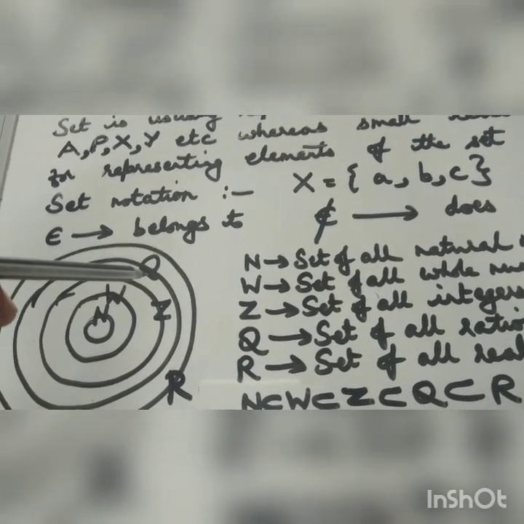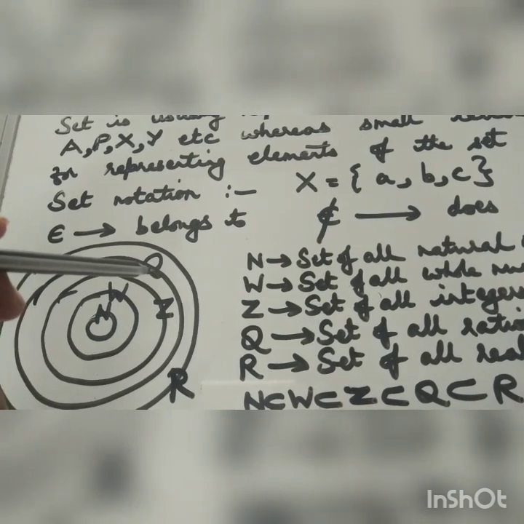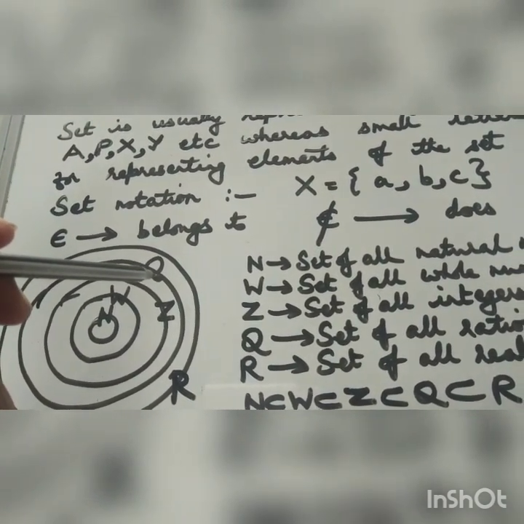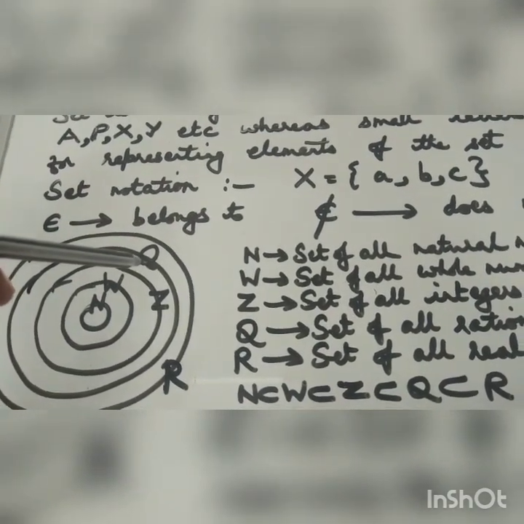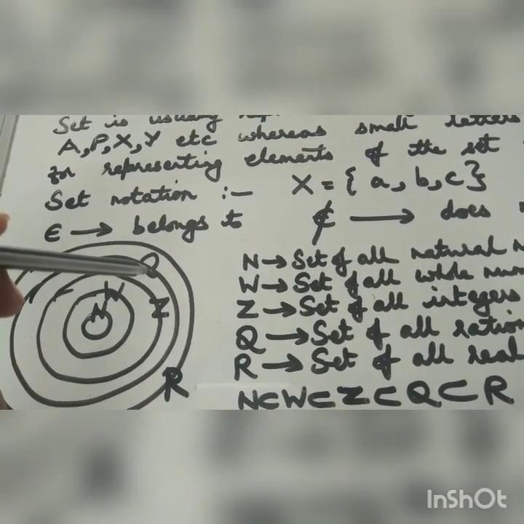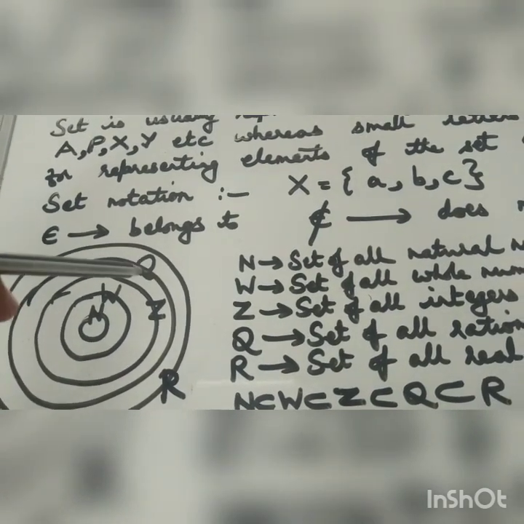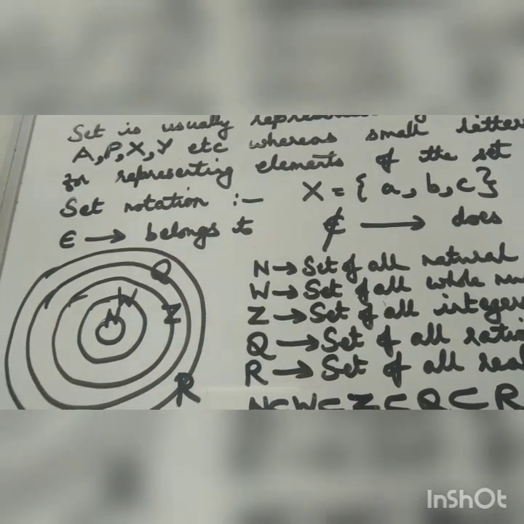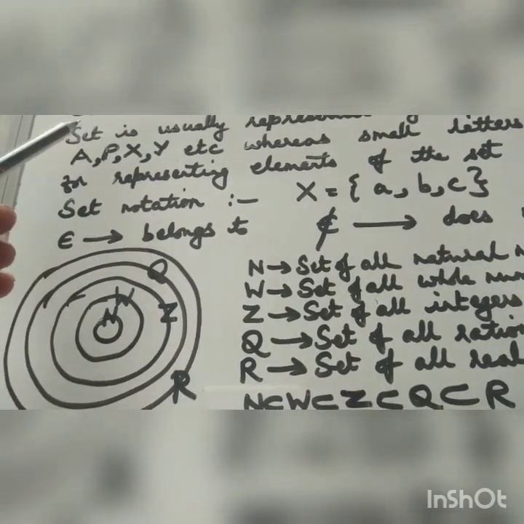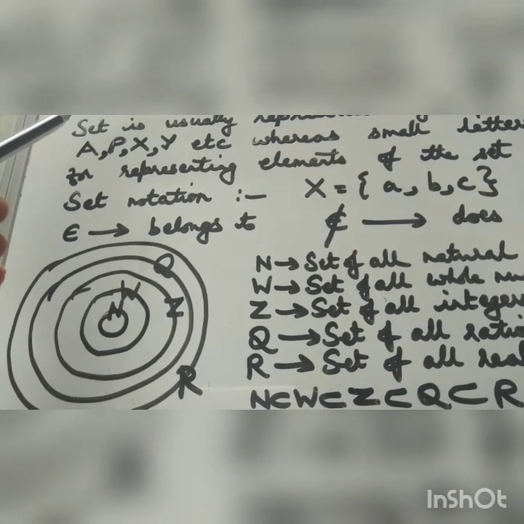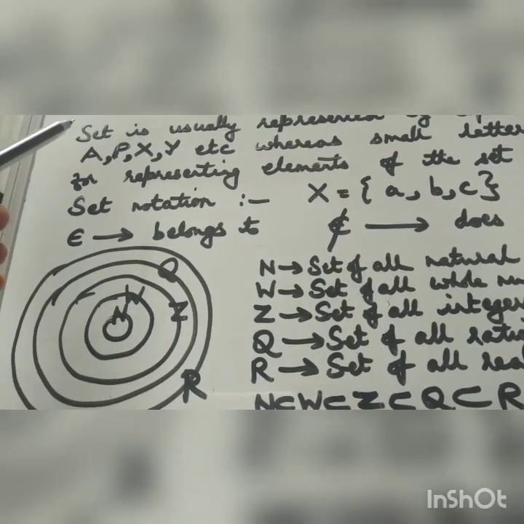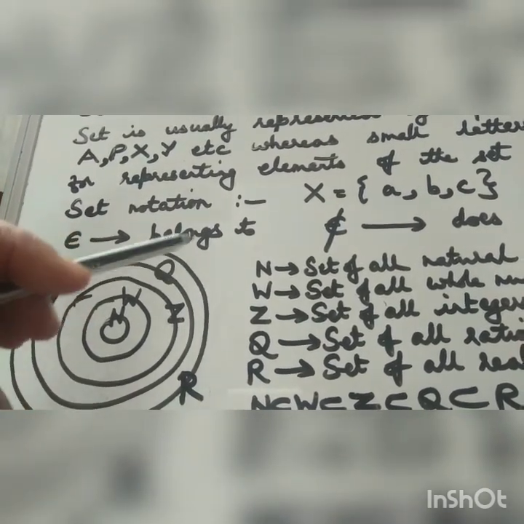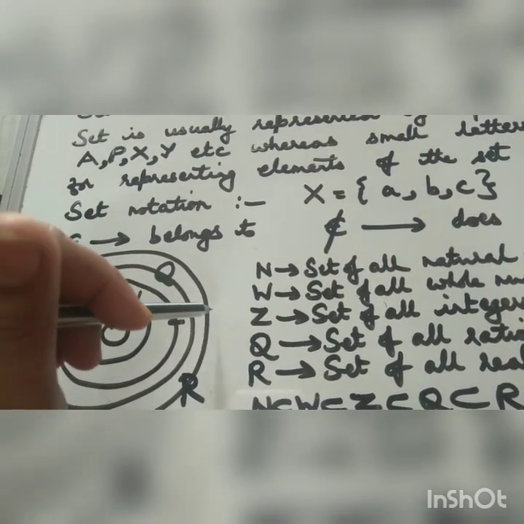Rational numbers are the numbers which can be put in the form of p upon q, where p and q are integers and q is not equal to 0. That means the denominator should not be 0 in any rational number. Irrational numbers are those numbers which cannot be simplified further and they remain in decimal notation, for example root 2, root 3. These are irrational numbers. So all rational numbers plus irrational numbers constitute the set of real numbers.